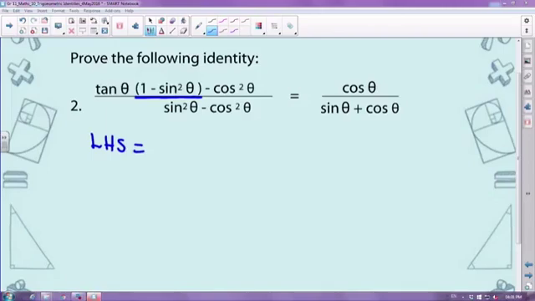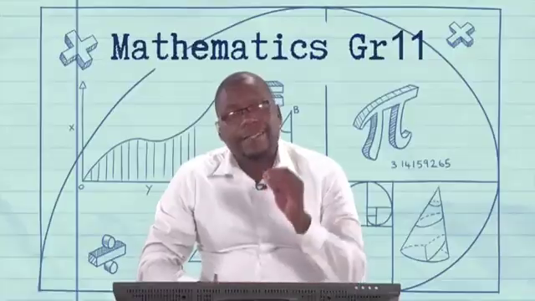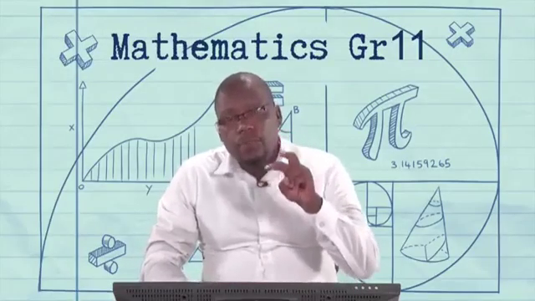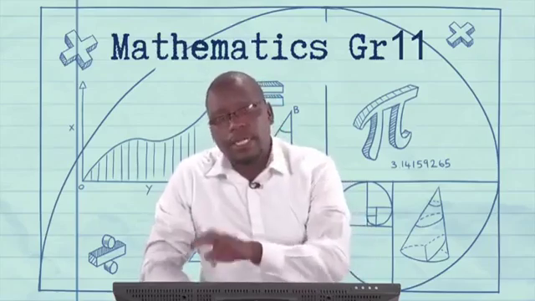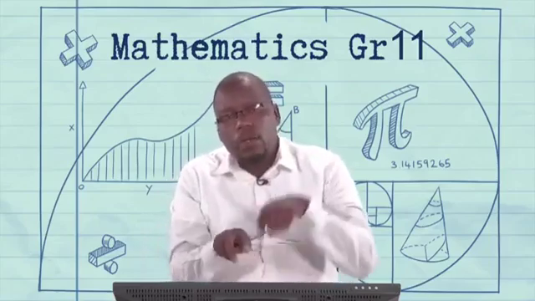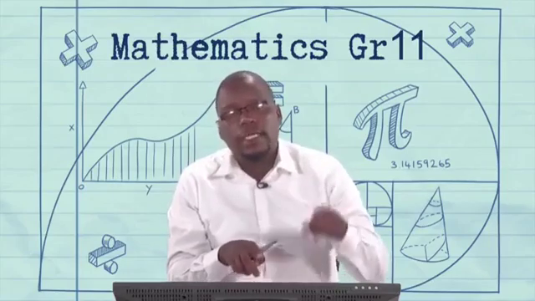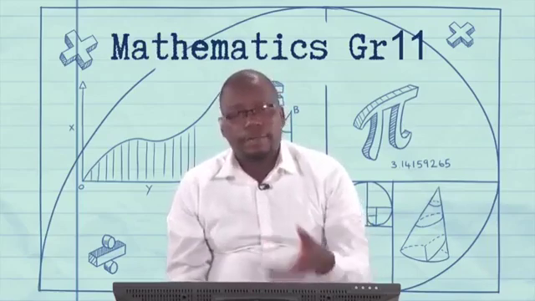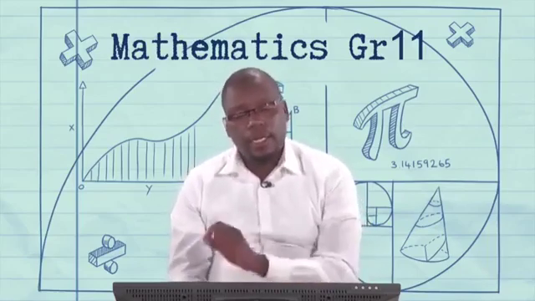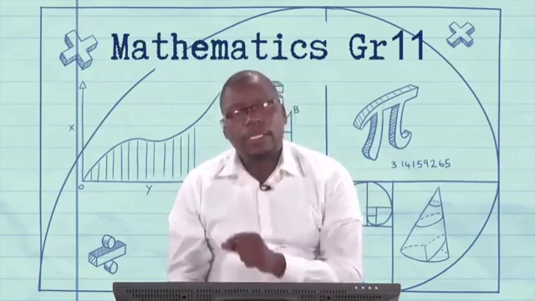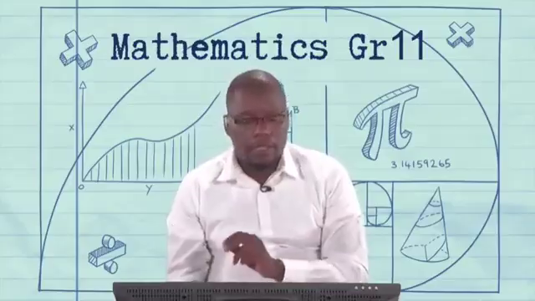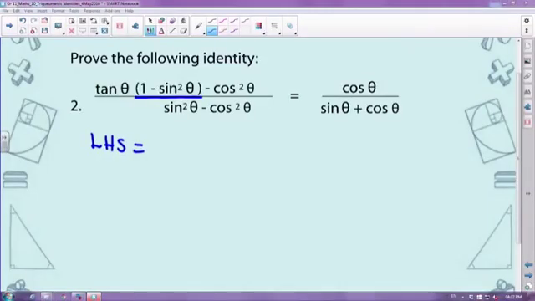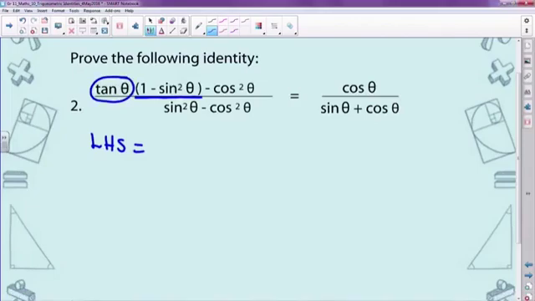Now, guys, one most important thing when you're working with these identities is that while busy working, be it on the left-hand side or the right-hand side, you keep your eye on the side that you want it to be the same as. So as I'm busy with the left-hand side, I'm keeping an eye on my right-hand side. At the end of the day, I should be getting cos theta over sine theta plus cos theta. Okay, let's go. I know that tan theta is sine theta over cos theta.